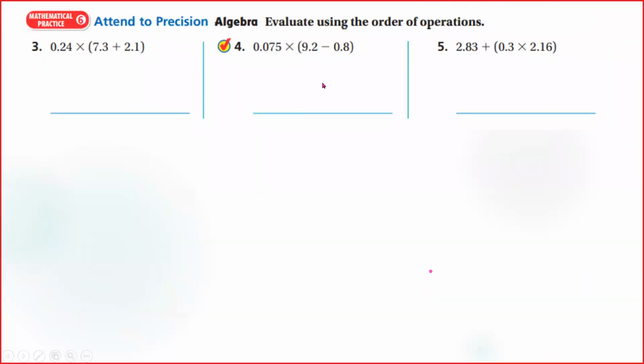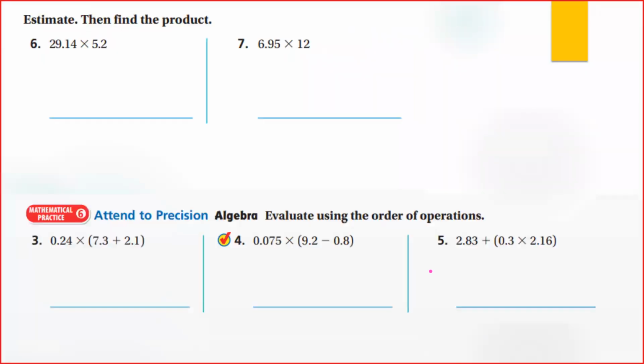Okay, now evaluate using the order of operations. Here, as we said, first we have to solve what is inside the brackets, then we have to let's solve with minus. Okay, let's solve number one, number four and number five. Number four here, what do we have? 9.2 minus 0.8.